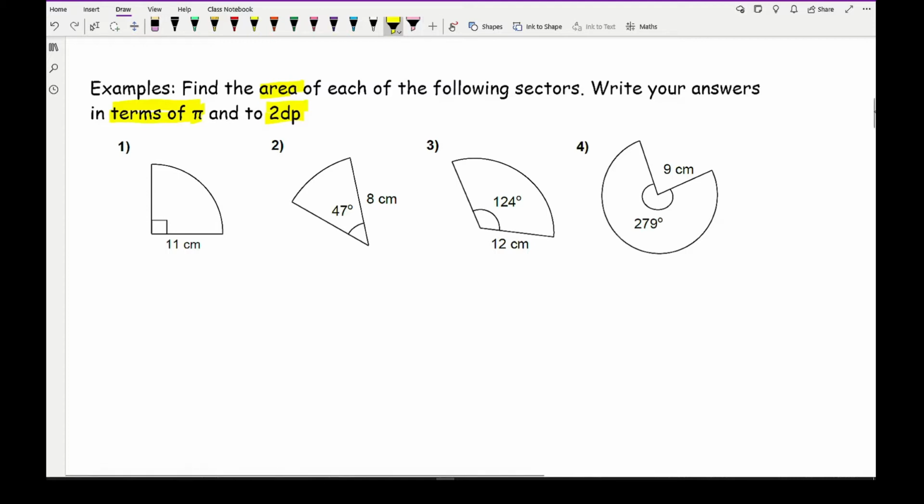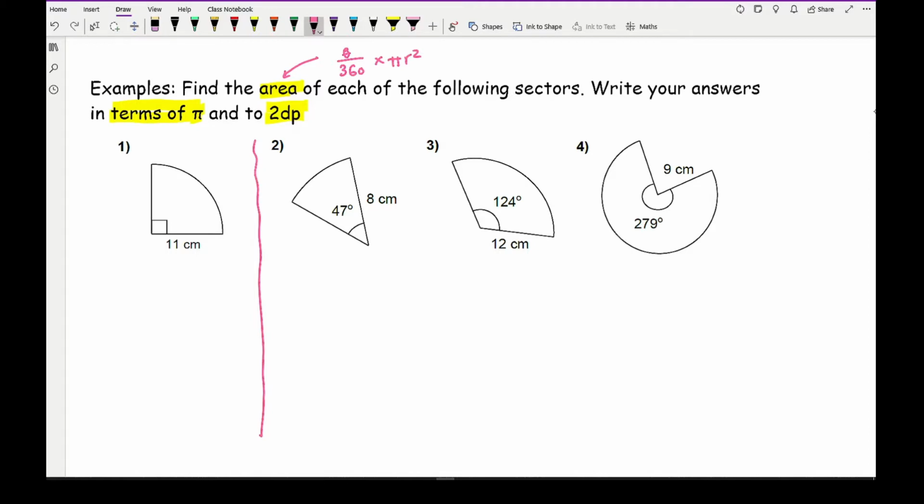Now before we get started, let's first of all write down the area of a sector formula, which is theta over 360 multiplied by pi r squared. So this is the formula that I'm going to be using for these 4 examples. So first things first, let's get this started. Again, if you haven't written the formula, I would always start by writing the formula down.